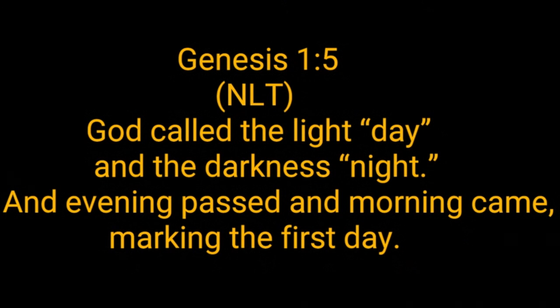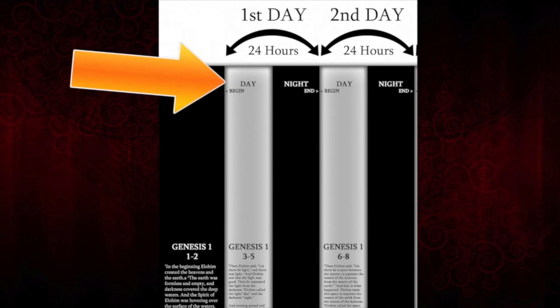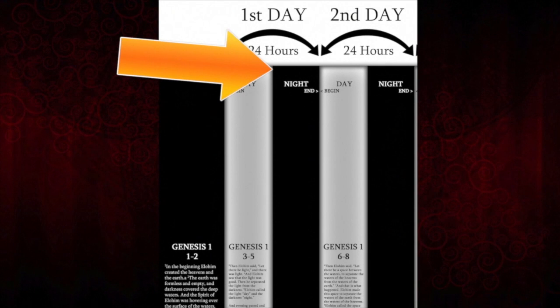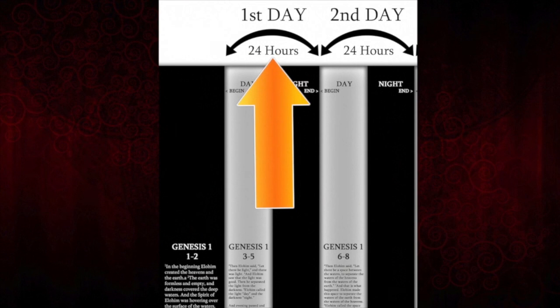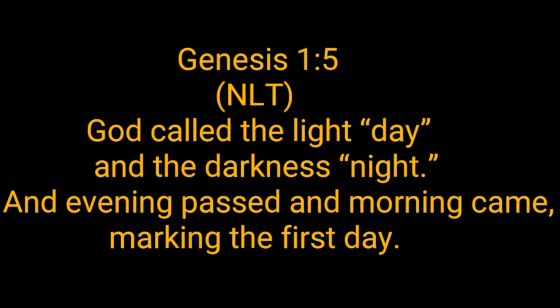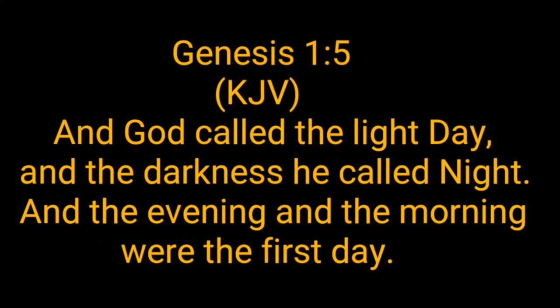So this is a much more understandable translation of this verse, because it says: God called the light day and darkness night, and the evening passed and morning came, making the first day. That is a much better translation. If you compare it with the King James, which says, and God called the light day, and the darkness he called night, and the evening and the morning were the first day.